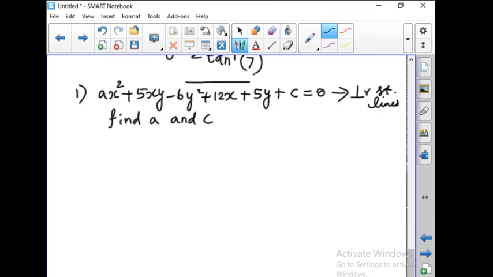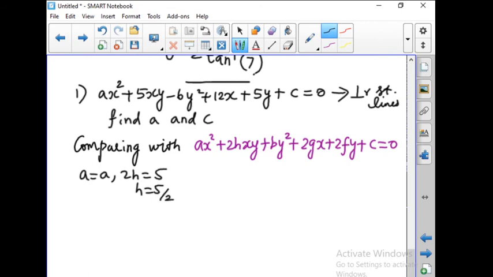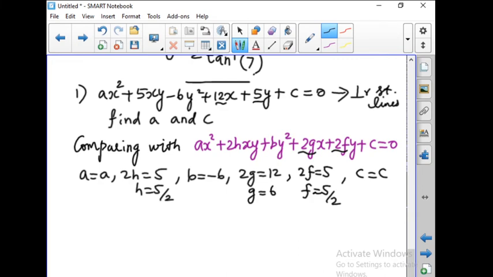Okay, so let us compare this equation with the general equation ax² + 2hxy + by² + 2gx + 2fy + c = 0. Comparing, in the place of a we have a, 2h equals 5, so h equals 5/2, and b is −6. 2g equals 12, so g equals 6. 2f equals 5, so f equals 5/2, and c is c. Okay, so we are getting all this.